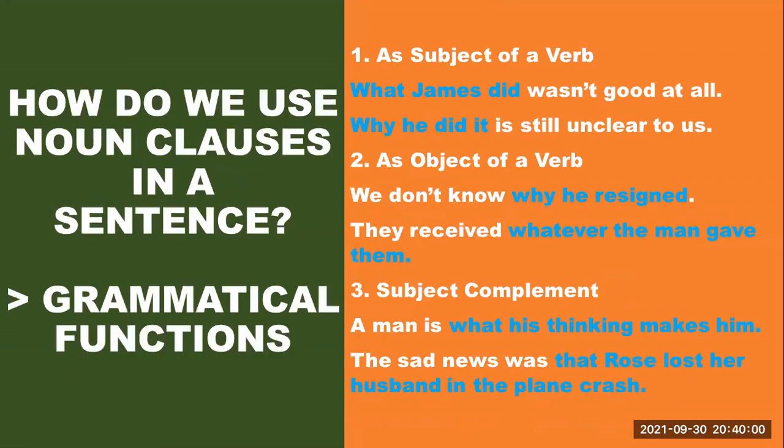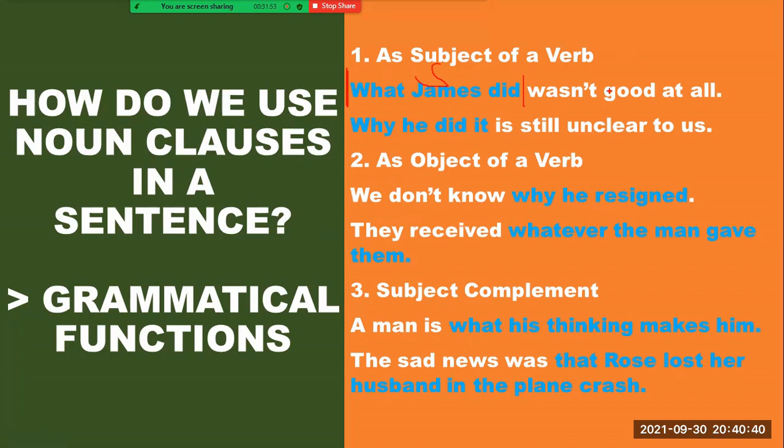So now let's continue. How do we use noun clauses in a sentence? We now want to look at the grammatical functions of noun clauses. Now, the first grammatical function is as subject of a verb. We can use a noun clause as the subject of a verb. For example, what James did wasn't good at all. Now, the noun clause here is what James did. What James did. All right? And so this is the subject.